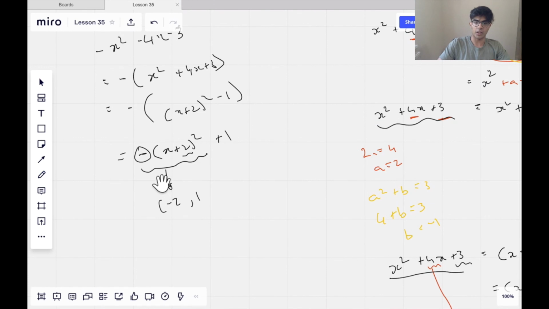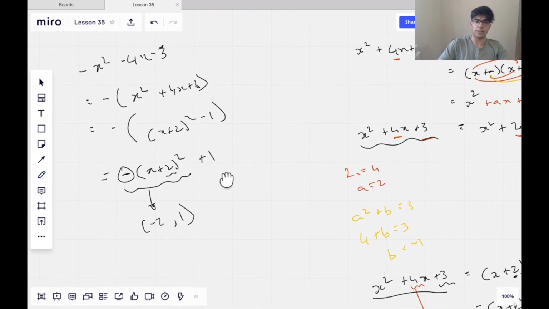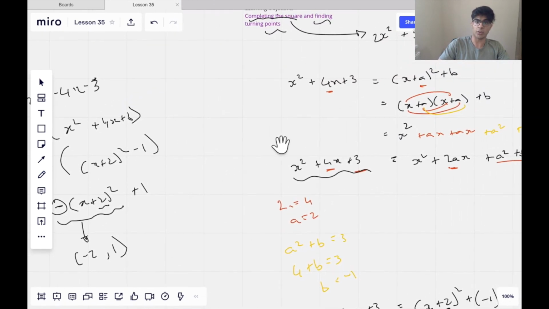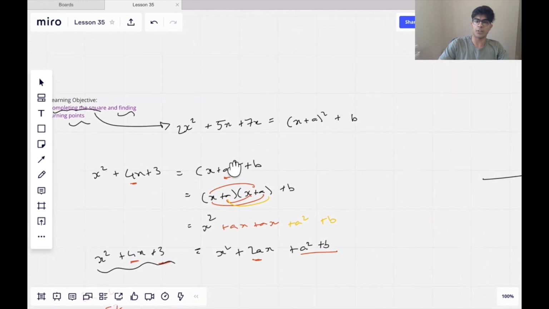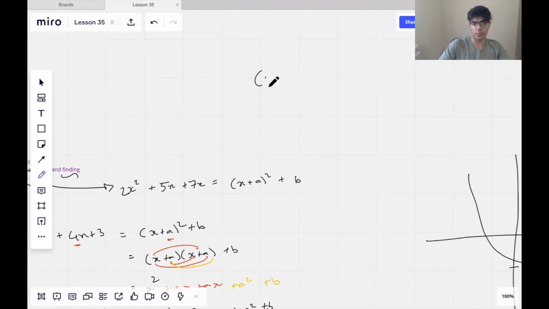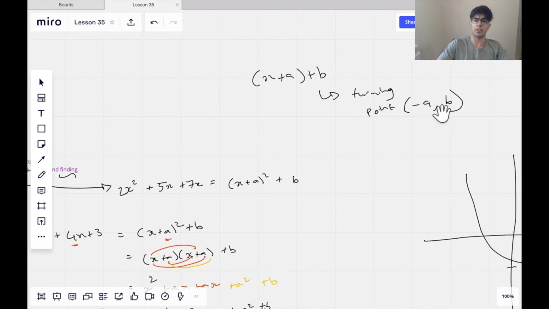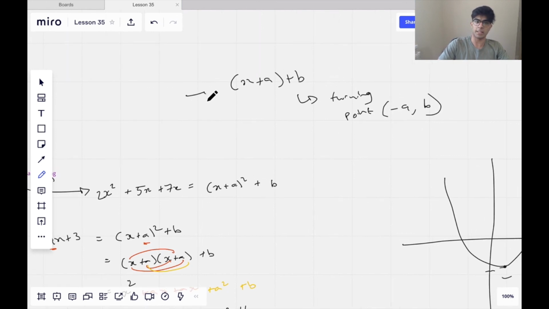So that's how, using completing the square, we find the turning point. If you forget this logic, just think, if we have the completing the square form x plus a squared plus b, the turning point is minus a, b. That's it. As long as you get this into the completing the square form, you can just look at this and know that the turning point is at minus a, b, and I just walked you through the logic there.